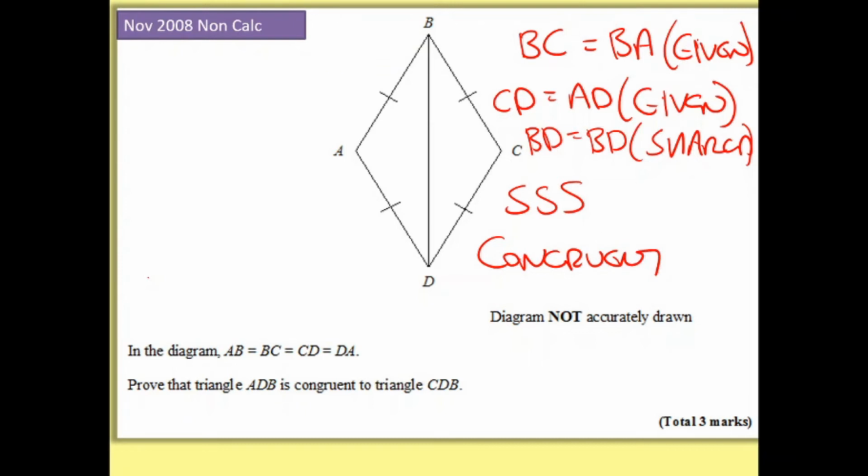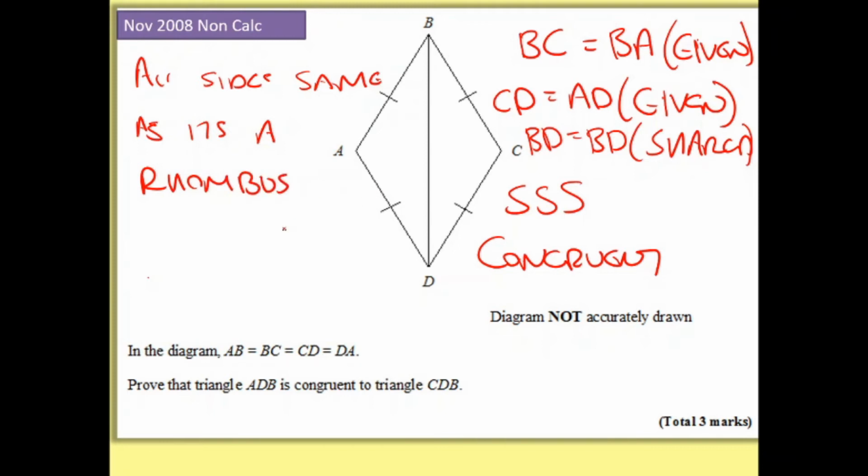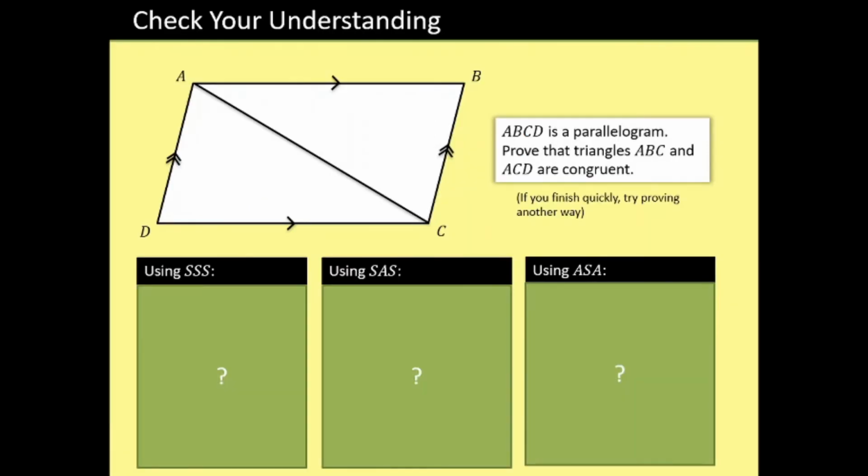Now there are other things I can do. It doesn't state in the question this is a rhombus, but because all sides are the same, it is a rhombus. But if I wanted to do it, I would have to write all sides are the same for the quadrilateral, as it's a rhombus. And then you can use the properties of a rhombus. The properties of a rhombus would be that the angle BAD is the same as BCD. And you could use that then to get angle side angle. Right?